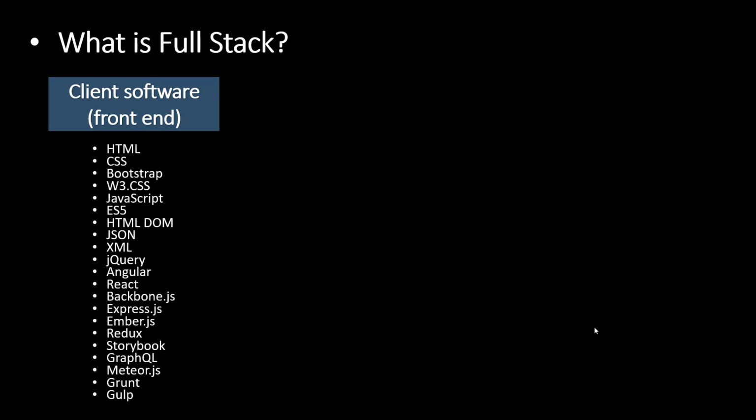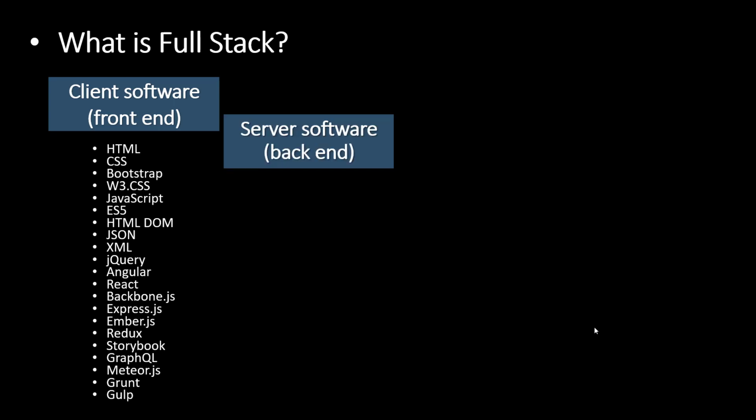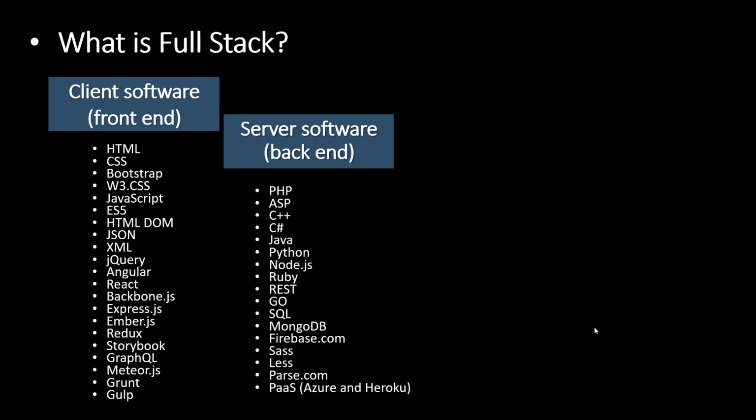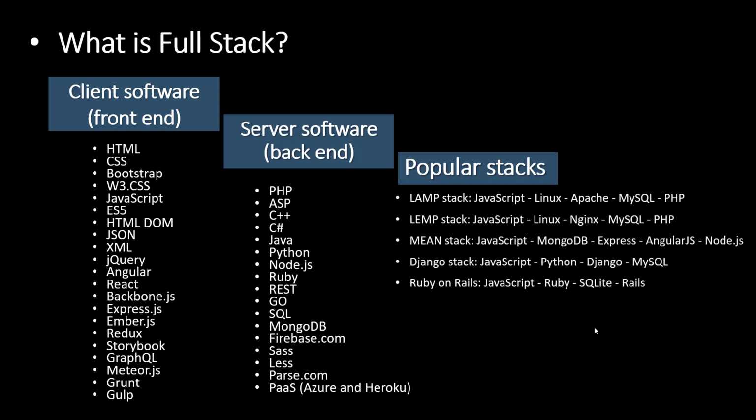What's full stack? To be a full stack web developer, you have to have the knowledge of front-end or client software. Here you can see HTML, CSS, Bootstrap, and much more. Also server software or backend software, like PHP, ASP, C++, C#, Java, or much more. You can learn just one of them or many of them. And here we have some popular stacks, like LAMP stack: JavaScript, Linux, Apache, MySQL, PHP. LEMP stack: JavaScript, Linux, Nginx, MySQL, PHP. MEAN stack: JavaScript, MongoDB, Express, Angular.js, Node.js. Django stack: JavaScript, Python, Django, MySQL. Ruby on Rails: JavaScript, Ruby, SQLite, and Rails.